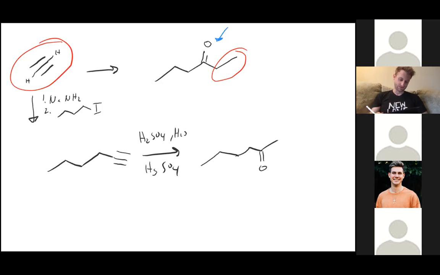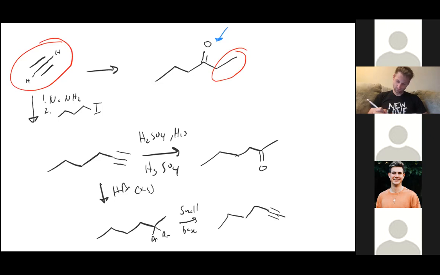There is a way you could do it if you reduced your double bond and then, or I guess you could add in HBr in excess, a small base, and then added in your H2SO4. That's a few more steps.